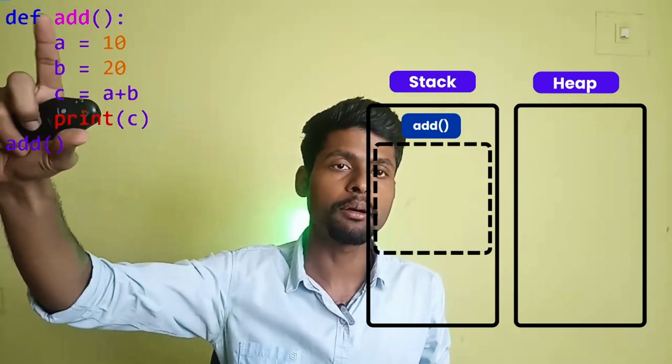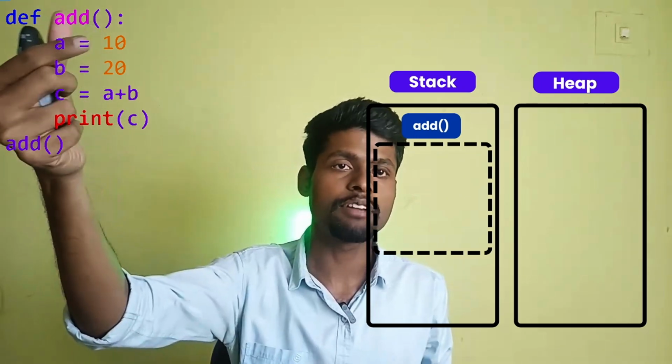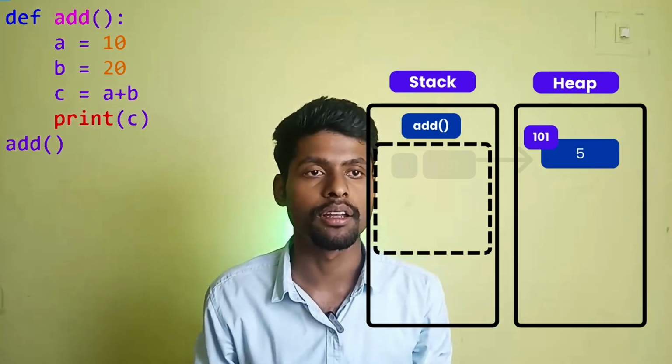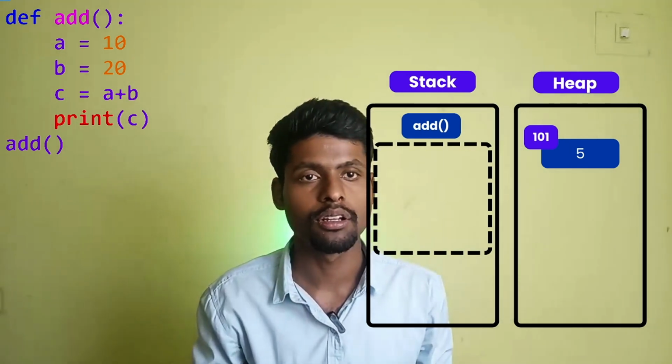In the first line in the body of the add function, I created a variable called a and I assigned 10 as my value. The 10 value will be stored in the heap segment. Actually, I gave 5. Okay, just a minute. I need to change the input value.